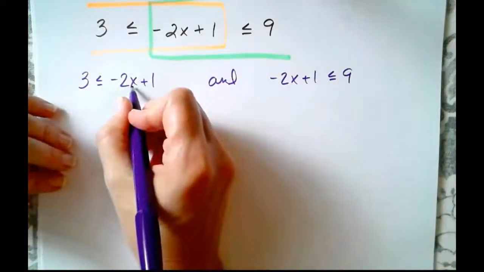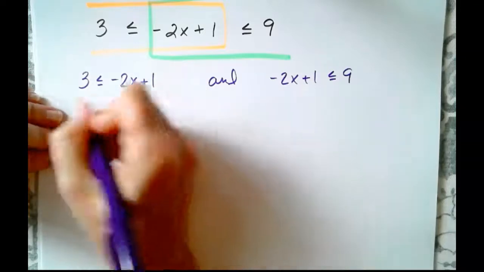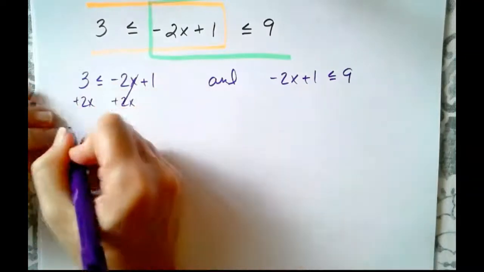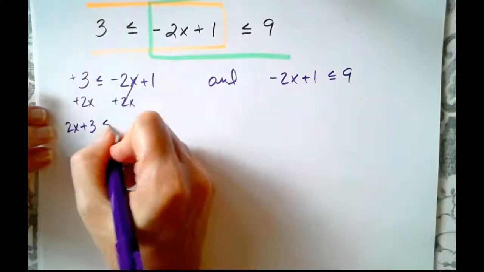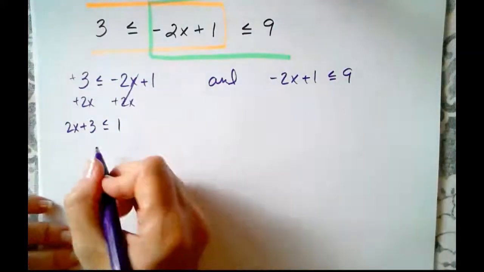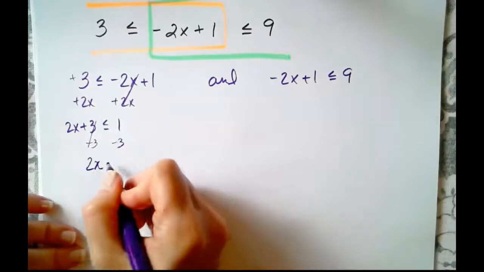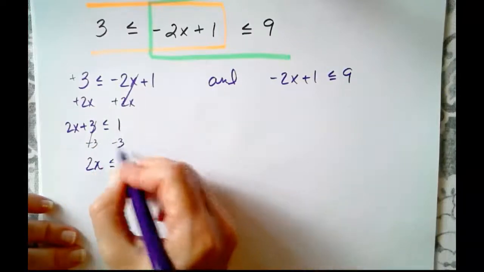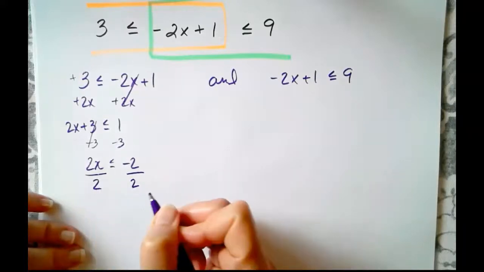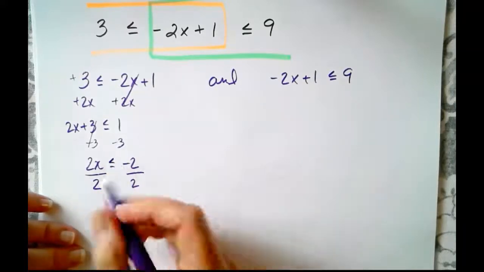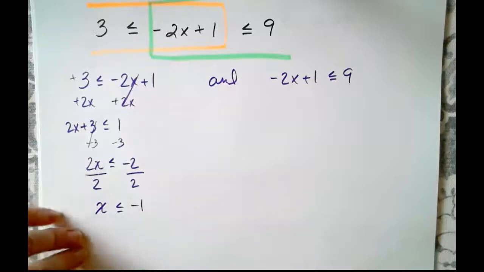We want our x, our variable, on the left-hand side. Plus 2x, plus 2x. 2x plus 3, remember they're both positive, is less than or equal to 1. Minus 3. 2x is less than or equal to 1 minus 3, which is negative 2. We are dividing by a positive. That is not the glitch. X is less than or equal to negative 1.